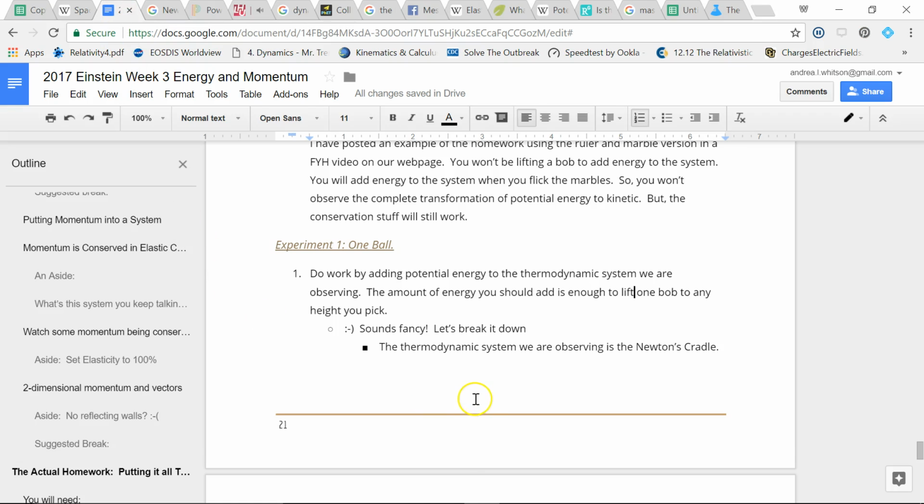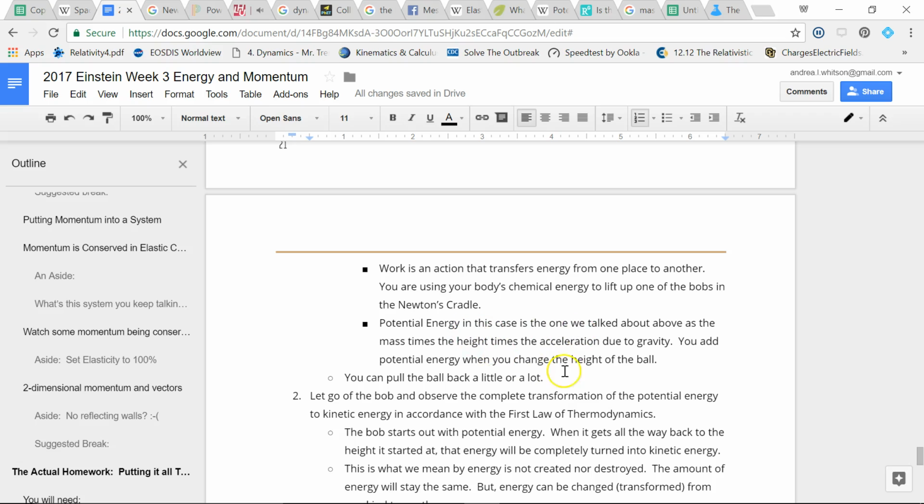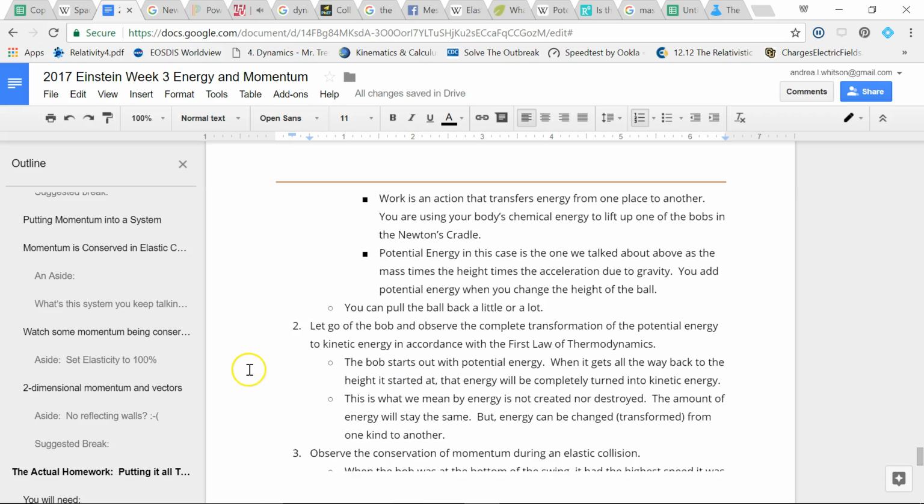The next part, potential energy is M times g. You pull the ball back a little or a lot. That's it. The next part is let the ball go and observe the complete transformation of potential energy to kinetic energy in accordance with the first law of thermodynamics.